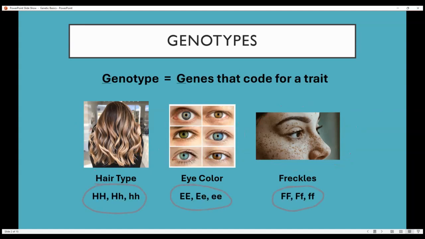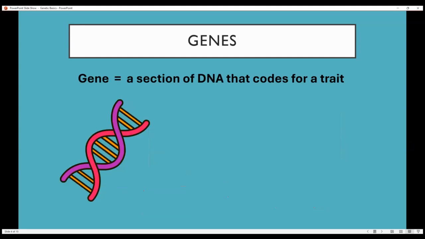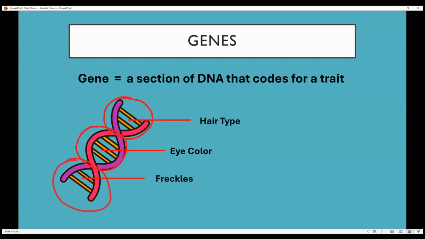Genotype is the genes that code for that trait. So genotype, gene. A gene is simply just a section of DNA that codes for a trait. So for example, this part represents hair type. This part is for eye color. This part is whether or not you have freckles.